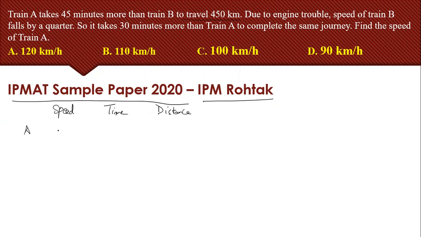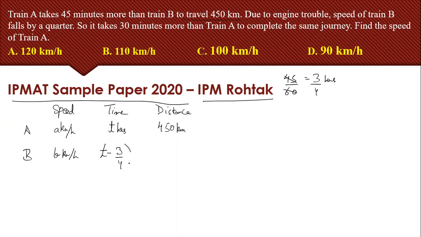So for A, I am assuming speed as A kilometer per hour, and time I am assuming T hours. Distance that A is covering is 450 kilometers. Now when I talk about B, I am assuming speed of B as B kilometer per hour, and time. The question says that train A takes 45 minutes more than B, so I can say that train B takes 45 minutes less than A. T minus 45. If I want to convert 45 minutes into hours, I have to divide it by 60, which gives me 3 by 4 hours. So that means time of B will be T minus 3 by 4 hours.